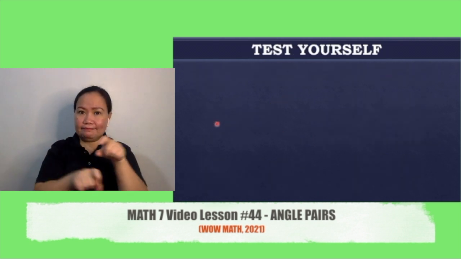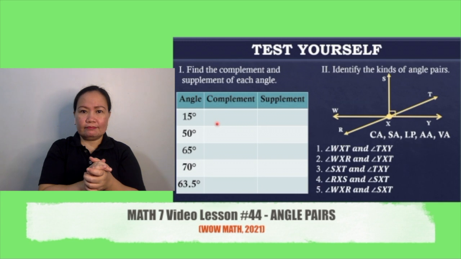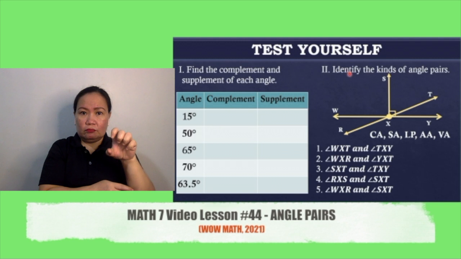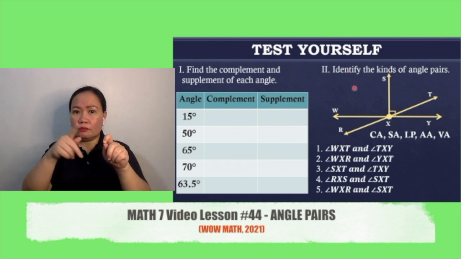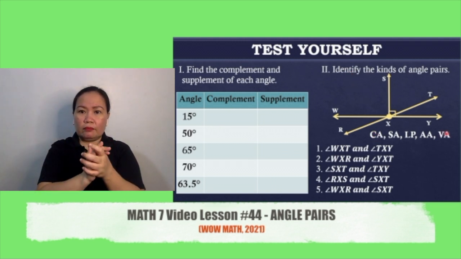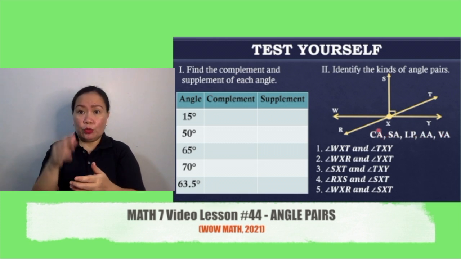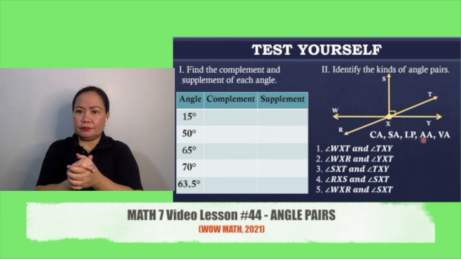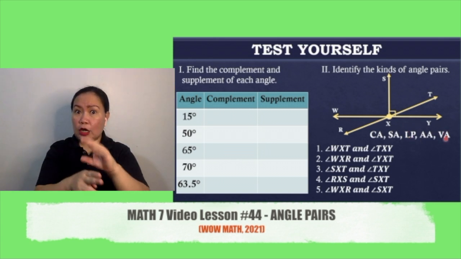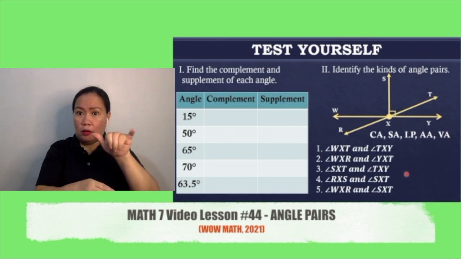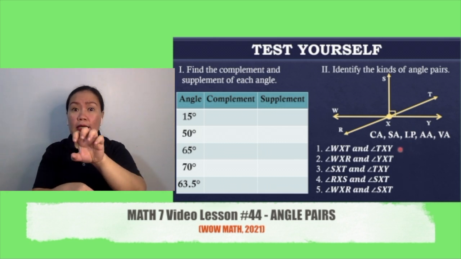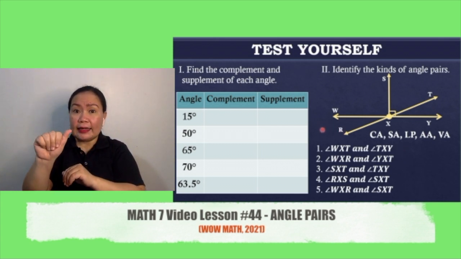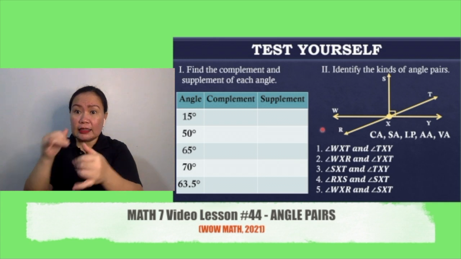Okay, test yourself. So, for test 1, find the complement and supplement of each angle. For test 2, identify the kinds of angle pairs. So, ginamit na lang natin yung acronym para mas maikli. Complementary angles, supplementary angles, linear pair, adjacent angles, and vertical angles. Okay. So, pwede po ba na dalawa ang sagot, 2 or more ang sagot sa isang given? Yes. Okay. So, sige, pause the video bago nyo po makita yung answer key.